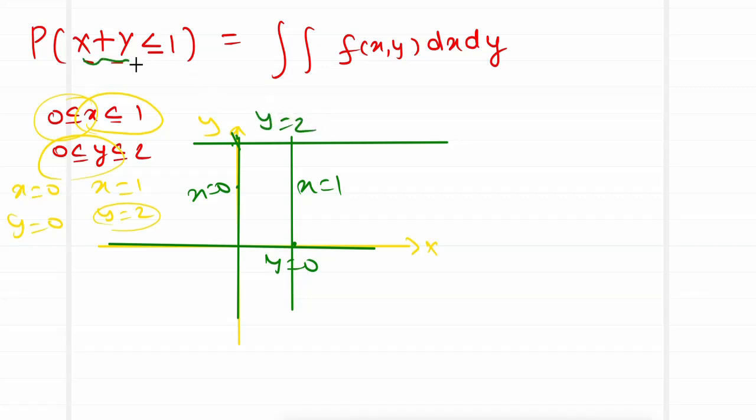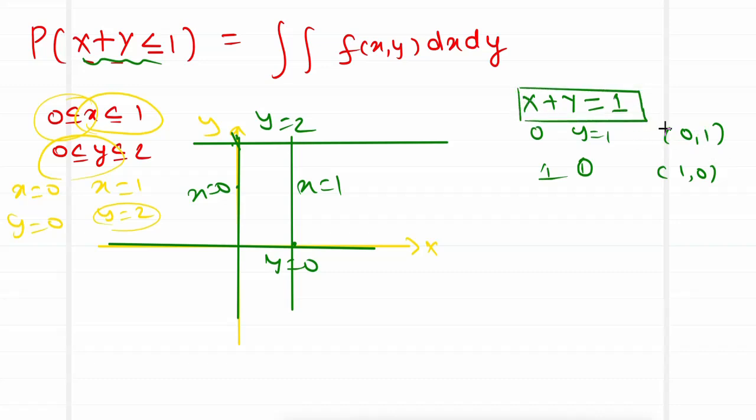Now the given line, x plus y equal to 1, we will try to plot. How does this line look? When I put x as 0, I get y as 1, so 0 comma 1 is one point. When I put y as 0, I have x as 1, so 1 comma 0 is the other point. So the line x plus y equal to 1 passes through the points 0 comma 1 and 1 comma 0.